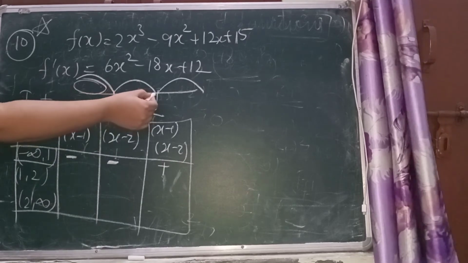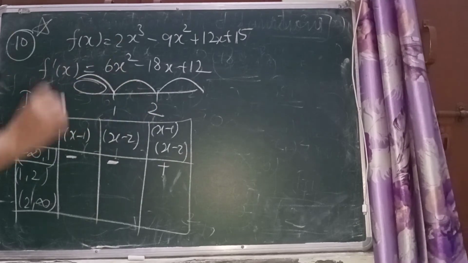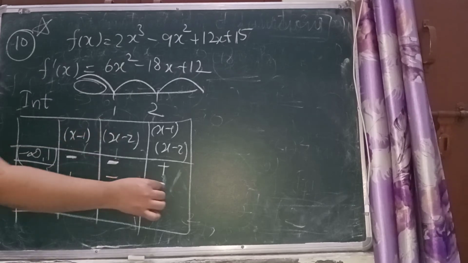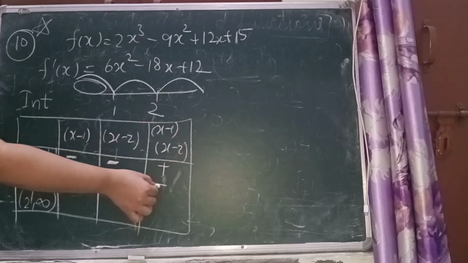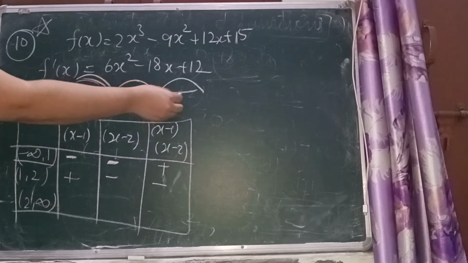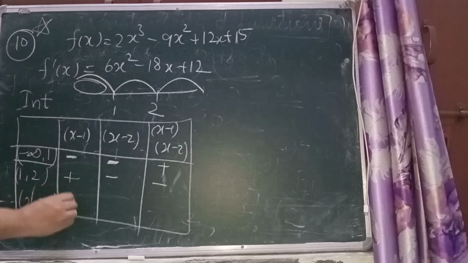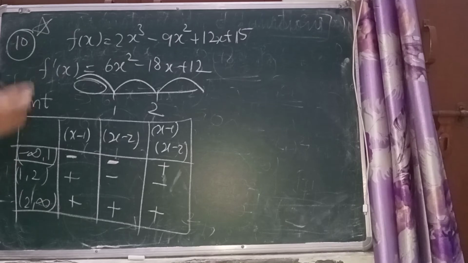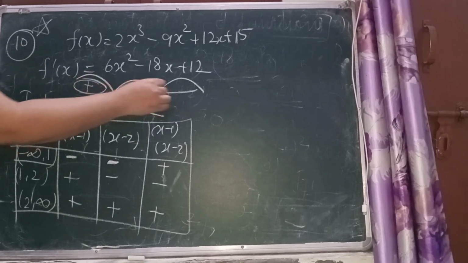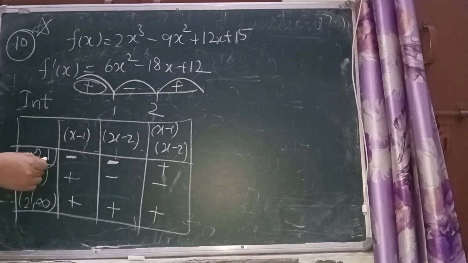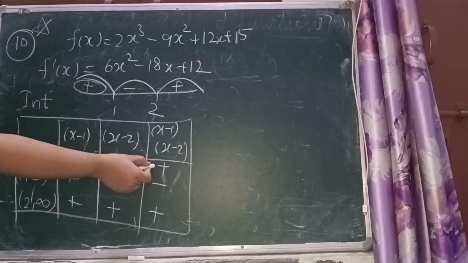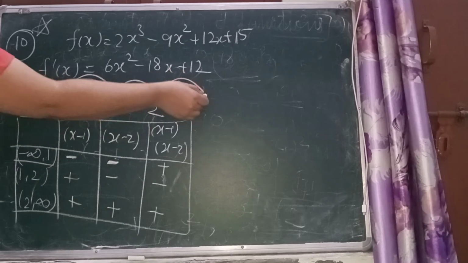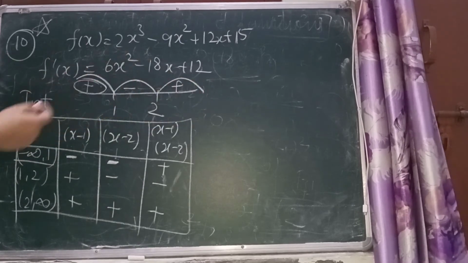Then for the interval 1 to 2, let me take the point 1.5. For 1.5, one factor will be positive, the other negative, and overall the product of these two will be negative. Same for the next: let me take 3 or 2.5, both will be positive, so this one also will be positive. So the signs are plus, minus, plus. From minus infinity to 1, it's plus, so it's increasing. From 1 to 2, it's minus, so it's decreasing. From 2 to infinity, it's plus, that means it is increasing.